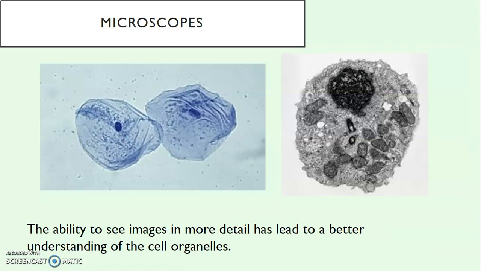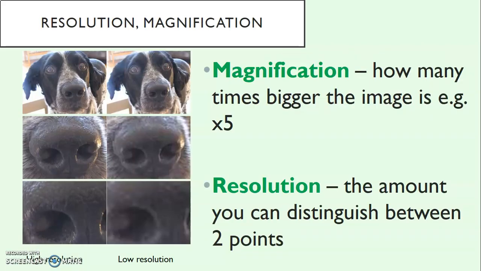Now this increase in magnification has enabled us to see images in more detail, and it's given us a lot more understanding of the cell organelles. So here are some animal cells under a light microscope, and here is one under an electron microscope. So it's given us a greater understanding of all of the things that are actually inside the cells, which is why they're so important.